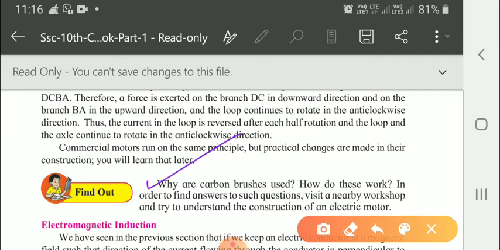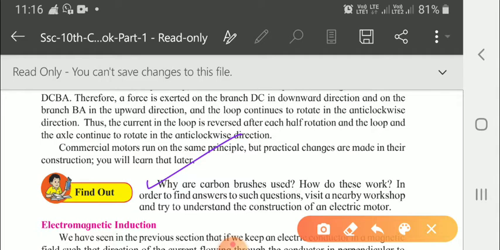Because these brushes are made of carbon, they offer less resistance and act as a good conductor, as well as being cheap to replace. And why are the brushes there? The brushes make contact with the split ring and they are responsible for making and breaking the circuit. That is why these brushes are used.